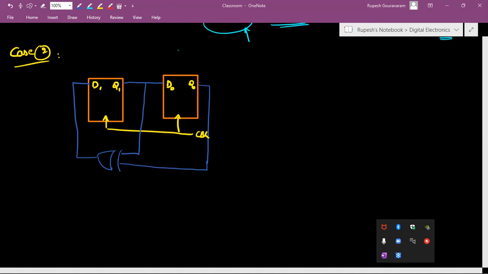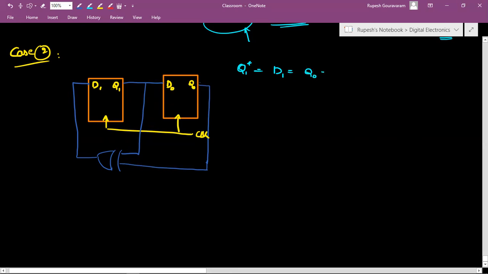Now what is Q1 plus? Q1 plus is nothing but D1. What is D1? D1 is Q0 XOR Q1. And Q0 plus is D0. What is D0? D0 is directly equal to Q1. That means using these two equations, I'm going to draw a state table. If I take Q1, Q0, and next state as Q1 plus and Q0 plus.